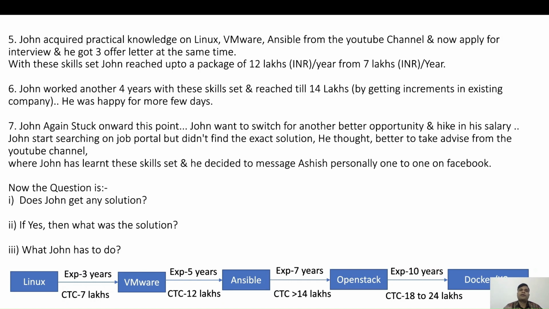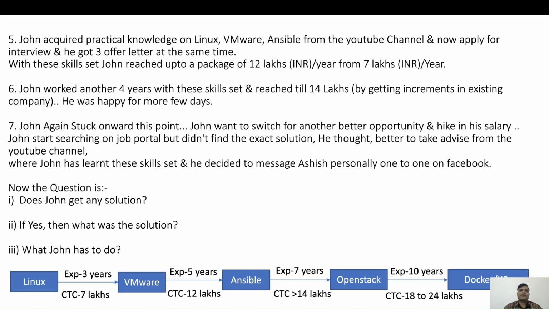John acquired practical knowledge of Linux, VMware, and Ansible from the YouTube channel, and now applied for interviews, and he got 3 offer letters at the same time. With this skill set, John reached up to 12 lakhs. So from 7 lakhs, he reached 12 lakhs. How did this happen? Because he added one more feather in his cap, that is VMware. Now John worked another 4 years with this skill set and reached up to 14 lakhs by getting an increment in the existing company. He was happy for a few more days, right?